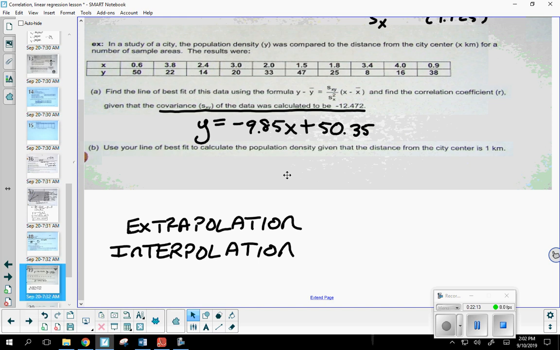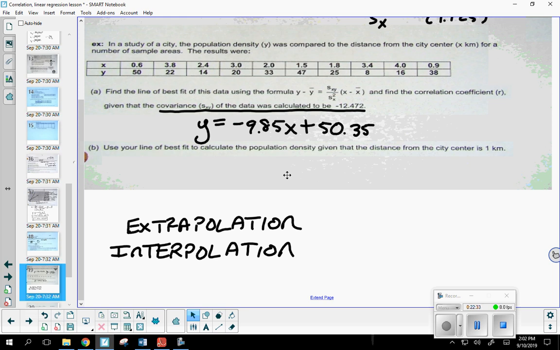Okay, so data that falls inside the given set. Which one is that? Extrapolation or interpolation? Interpolation, yes. That's when you're looking at data within a given set. Now, extrapolation is just the opposite of that. That means you're looking at data outside of your given set.